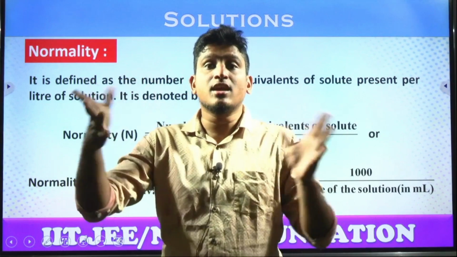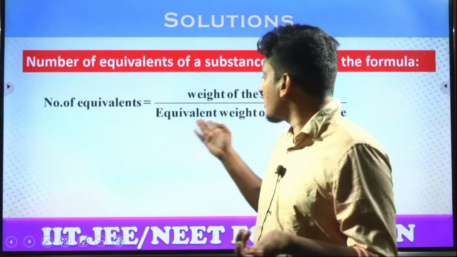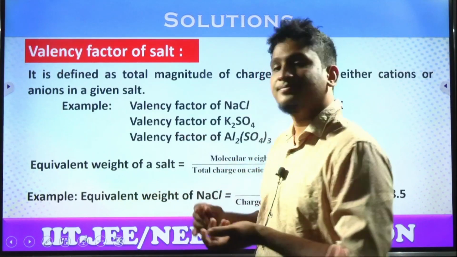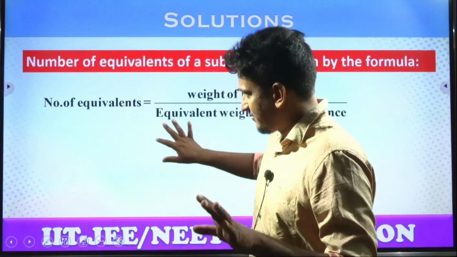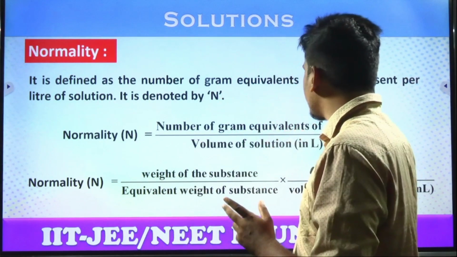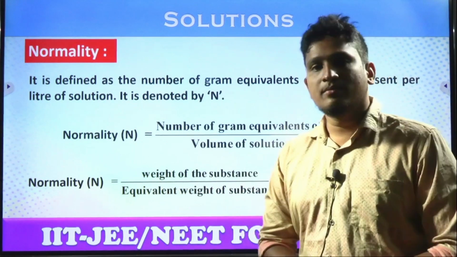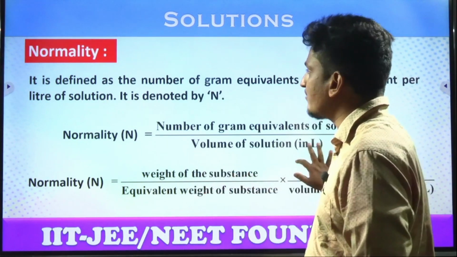gram equivalents. Sir, how to find the gram equivalents? This is the formula: weight by equivalent weight. Sir, how to find the equivalent weight? This is the formula. Understood? Got the clarity, students? So the formula is the same: number of gram equivalents of a solute by the volume of solution in liters. If you want to convert to ml, 1000 by volume in ml. Weight of the substance by gram equivalent weight.